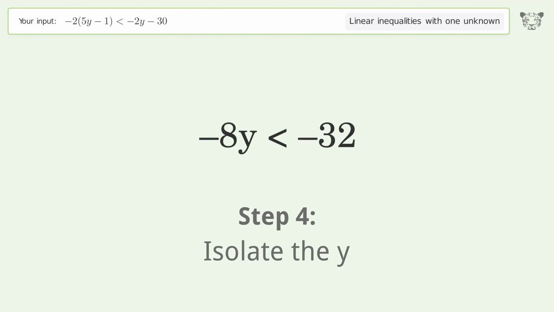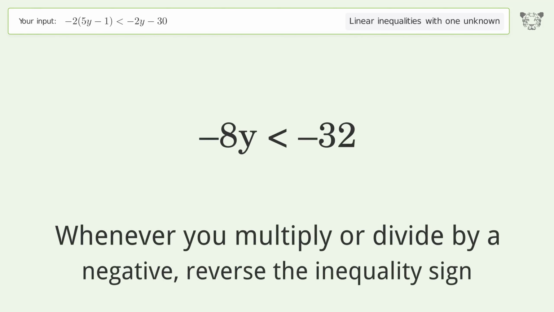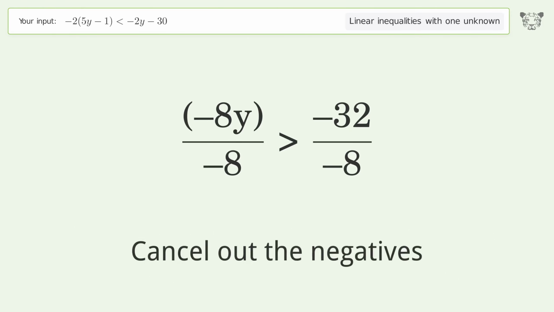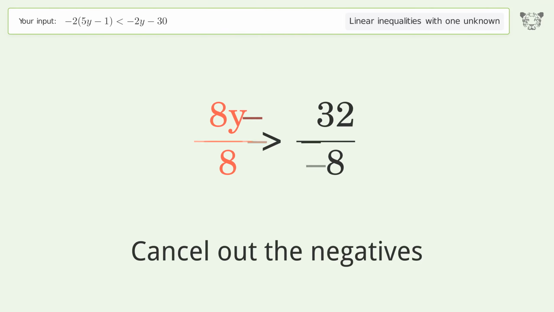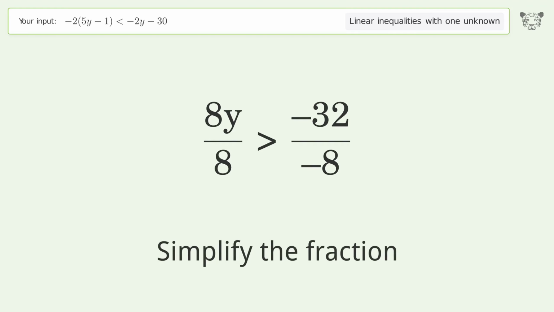Isolate the y. Divide both sides by -8. Whenever you multiply or divide by a negative, reverse the inequality sign. Cancel out the negatives. Simplify the fraction.